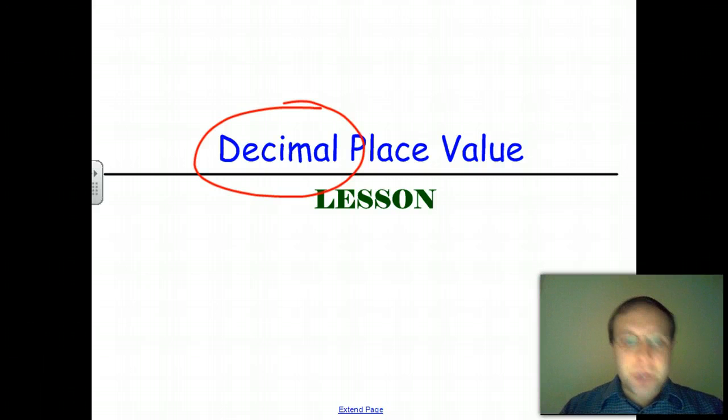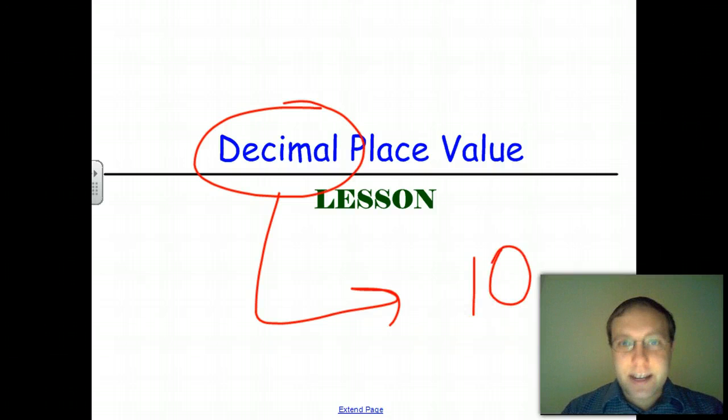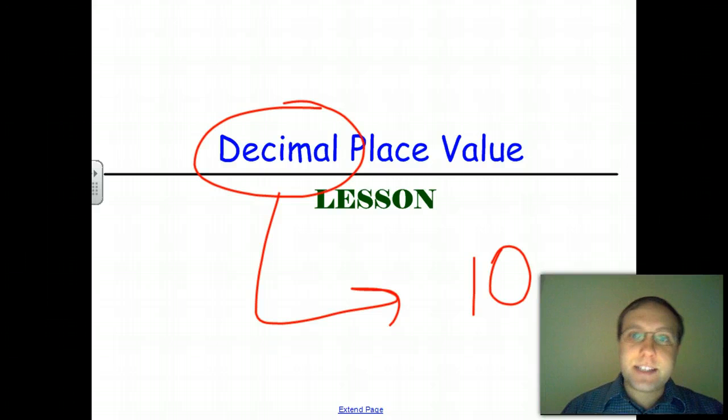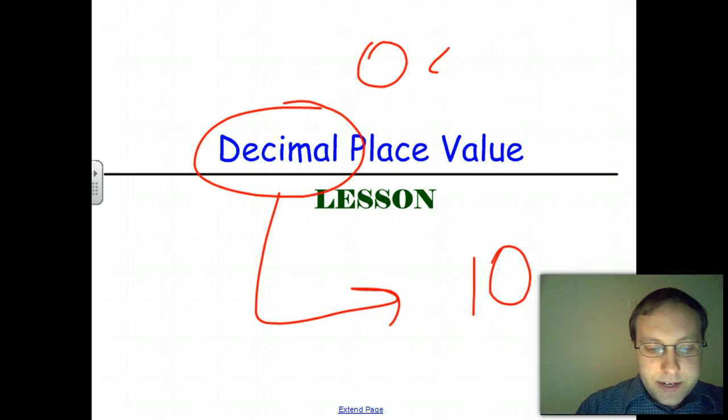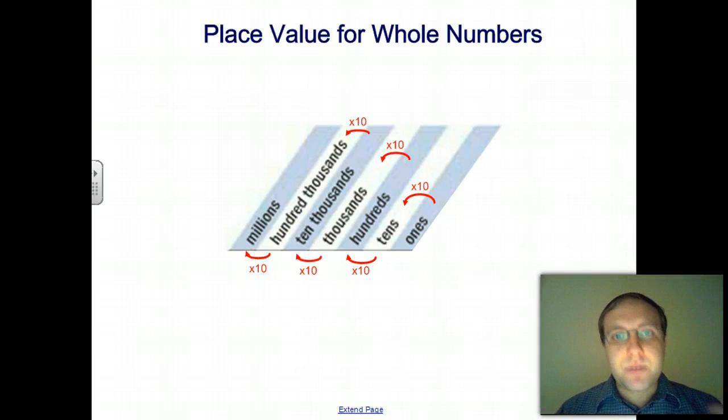Officially, though, decimal just refers to the fact that our numbers are based around 10, and our place value system is based around 10. So to talk about decimal place value, we're actually talking about the place value of the entire counting system. This video, however, specifically looks at those numbers that are between 0 and 1. So let's take a look at the place value for whole numbers specifically and use that to break down the place value for decimals, for parts of numbers.